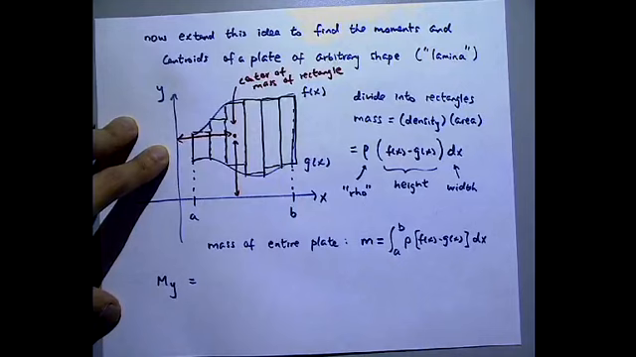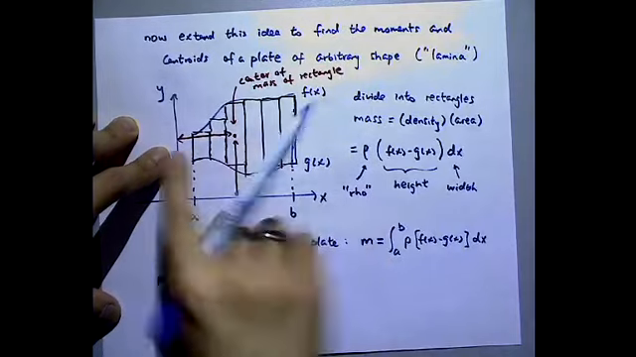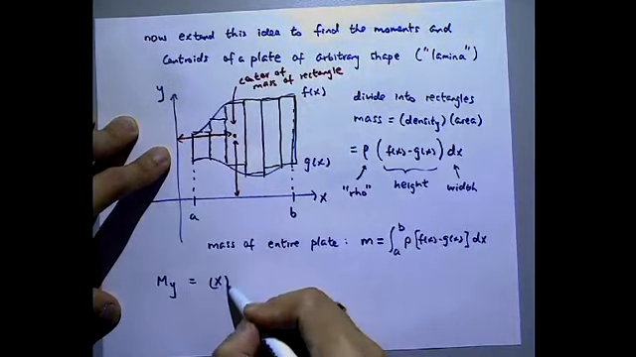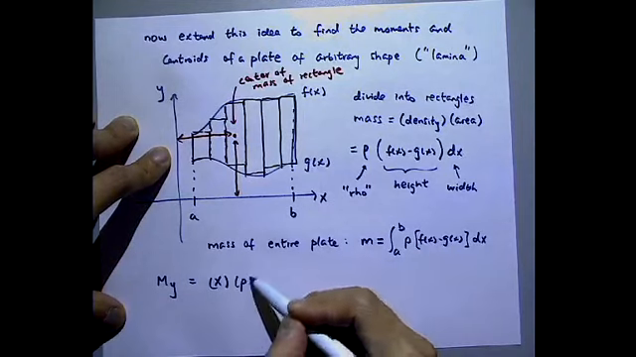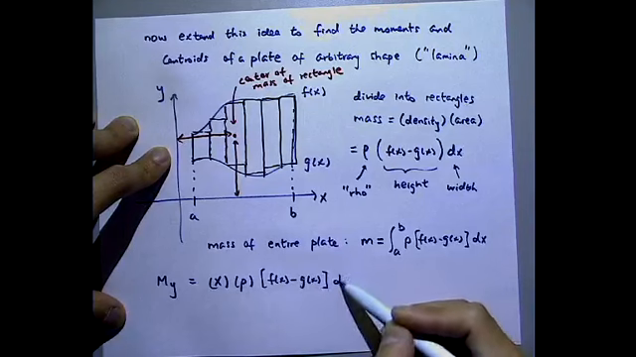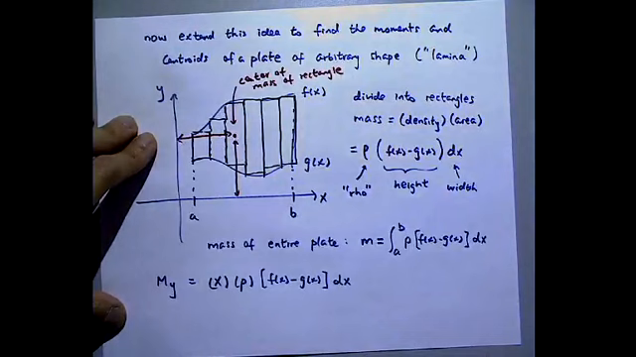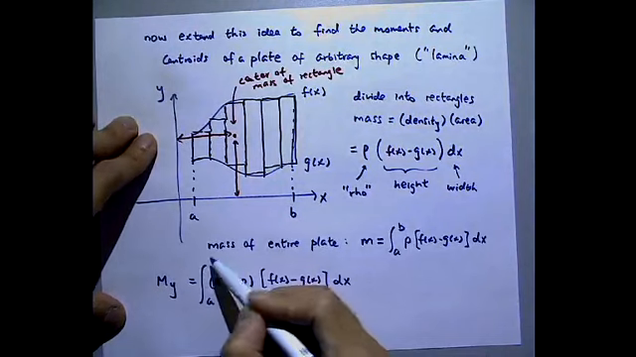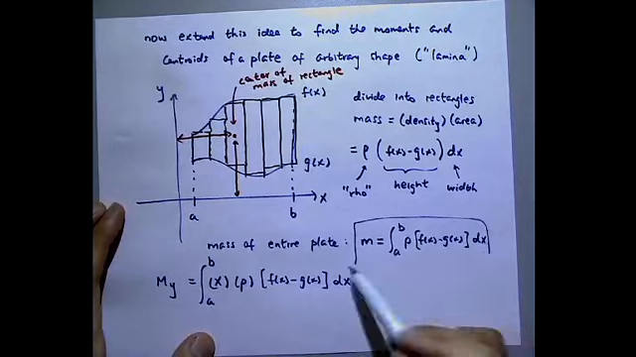How far is it from the y-axis? X, right? Distance from here to here, that's x. So moment is distance times the mass. We just calculate the mass of that one thing. It's density, top minus the bottom, dx, right? So that's one of these plates. We want the entire plate, so we turn that into an integration, and we do the integral from A to B.